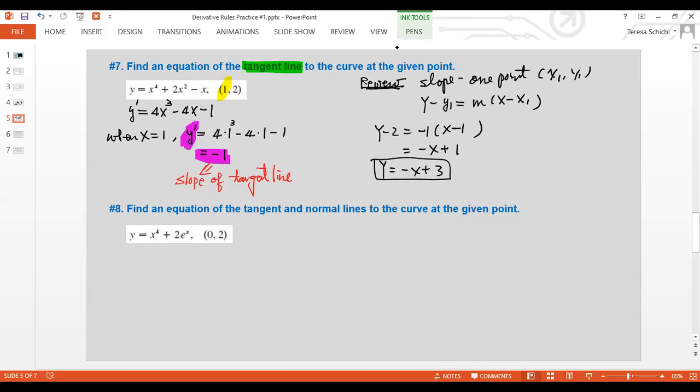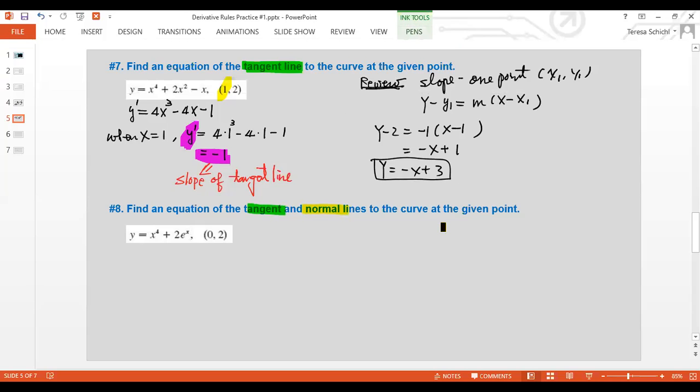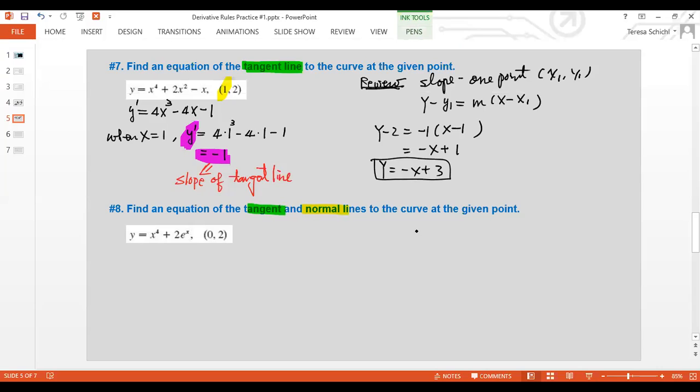Okay, let's take a look at number 8. They say I want to find the equation of the tangent line. And here, I want to find the normal line. See here, what is the tangent line and the normal line? We know the derivative is the slope of the tangent line at that point. So what is the normal line? The normal line is like, if this is your tangent line, right?